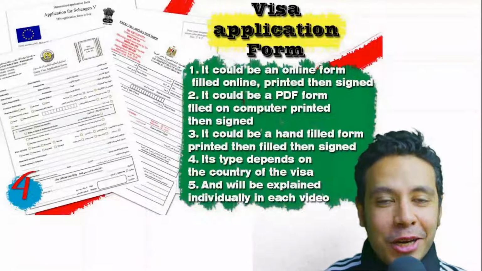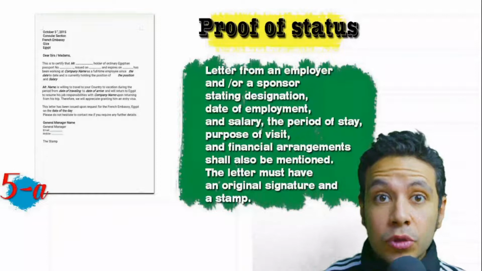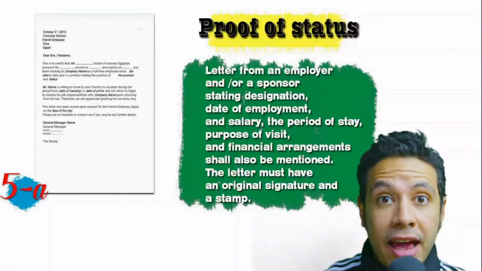Anyway, for the application form, you just fill it as we do in the video. In most visa application processes, you will be required to provide a proof of status. For example, if you are an employee, you will have to provide a letter from your employer or your HR department mentioning your name, your work detail, and your salary. Both address and contact numbers should also be mentioned in that letter, and all letters must have an original signature and a stamp.